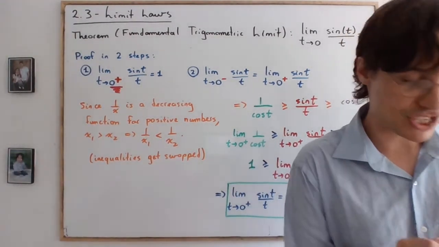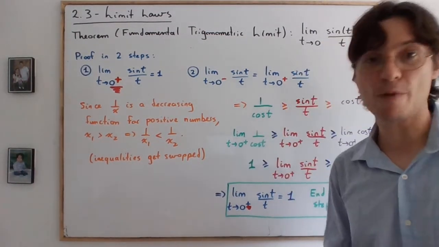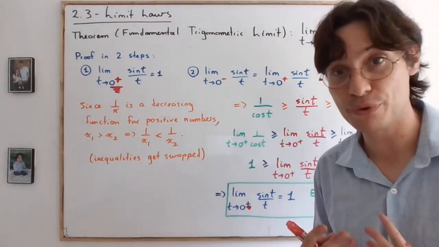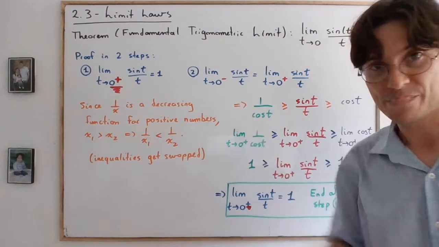But we are not finished, because the only thing we did is that we proved it for positive values of t. Now we have to prove it for negative values of t. So we have to do step number 2. Okay?